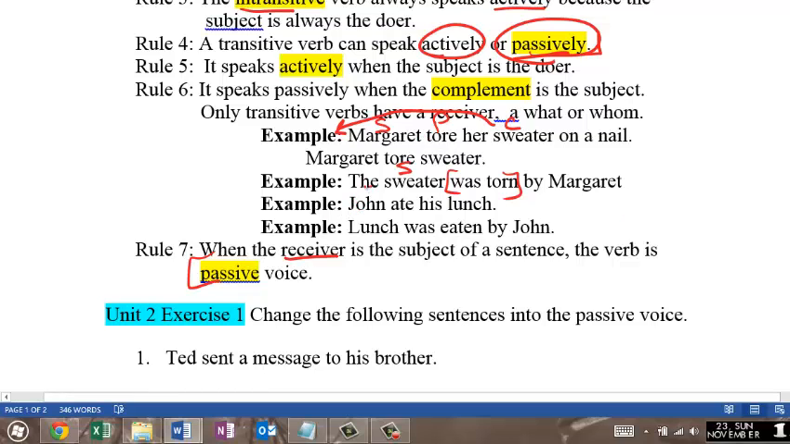The next example, John is the subject, ate is the predicate, lunch is the complement. We can take the word lunch and move it into the subject position. When we do that, we're going to make it passive. Lunch, which is my subject, was eaten by John, and this is the predicate. Again, ask yourself, what can the lunch do? A lunch can't do anything. All that it can do is receive an action, just like the sweater can only receive an action. So this one is passive.